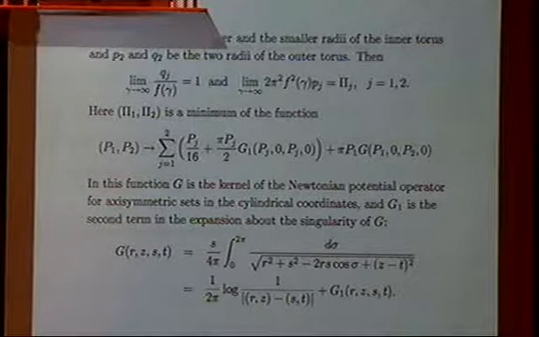The g function is basically the kernel of the Newtonian potential written in cylindrical coordinates. You assume that everything is axisymmetric, and then in cylindrical coordinates, the Newtonian potential, the fundamental solution, can be written this way, where Rz is the distance to the z-axis, and z is the z-axis. So this is the Green's function, g.